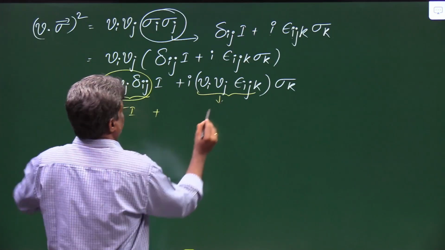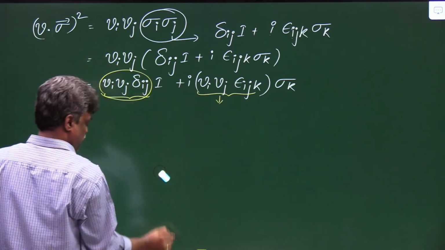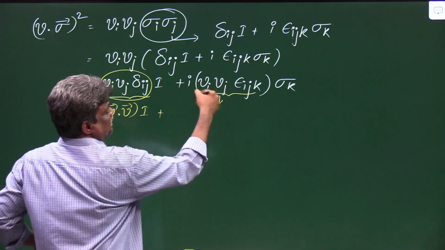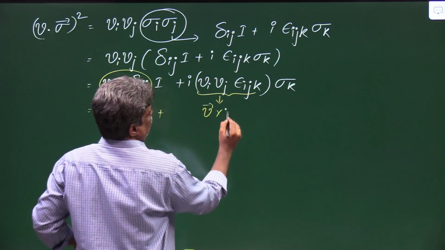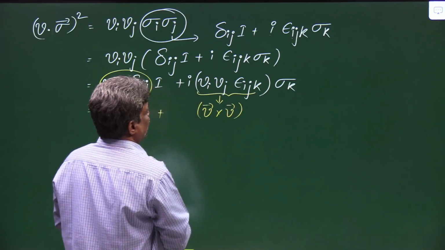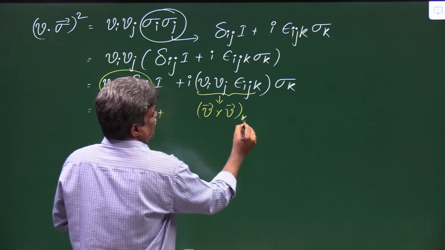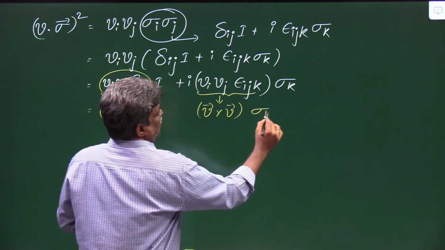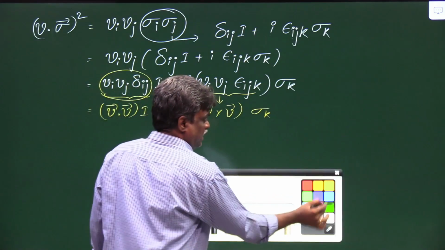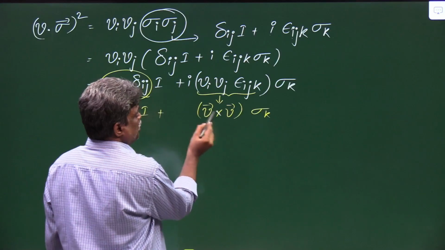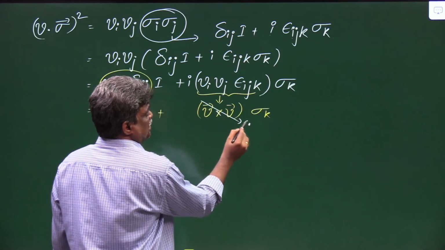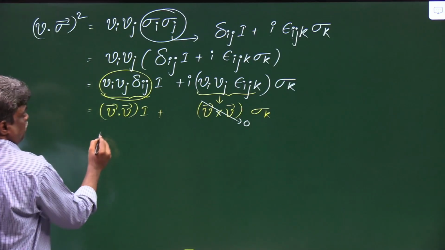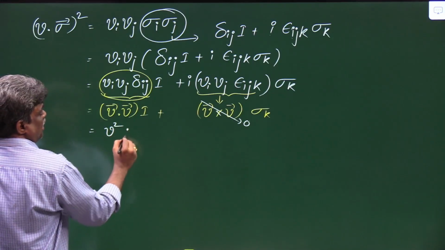This is the cross product. This is the dot product and this is the cross product. This is v bar dot v bar into I, and this is the cross product, v bar cross v bar. Okay, that too, which component means it is the k component or something like this. And here we have sigma k, of course, and you know one thing, a bar cross a bar, cross product of the same vector, this is always equal to 0. One more time, if you don't know this notation, please ask. And this is nothing but v square I.